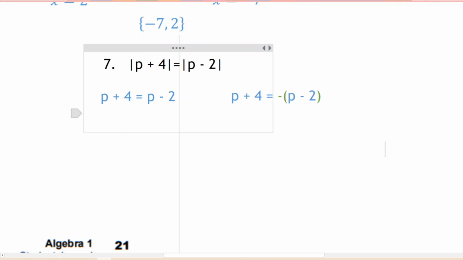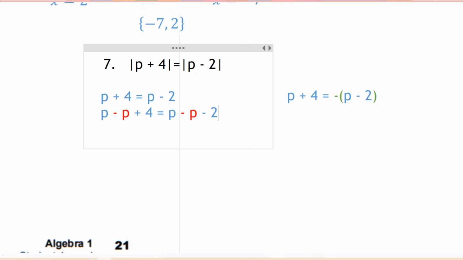I have two p's, a p on the left and a p on the right. Which one of those is smaller? Well, actually, they're the same, so it doesn't really matter which one I do. So let's just subtract p from both sides. Let's see what happens here.